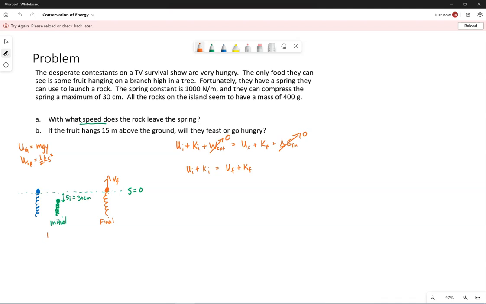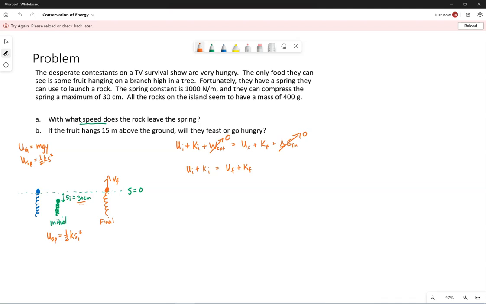So initially, the spring is compressed. When we talk about spring potential energy, that s always needs to be how far the spring is compressed or stretched at that moment in time. And so that s initial is the 30 centimeters that we can push the rock down into the spring, that maximum compression.